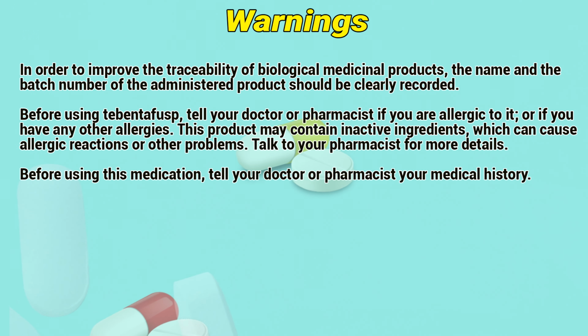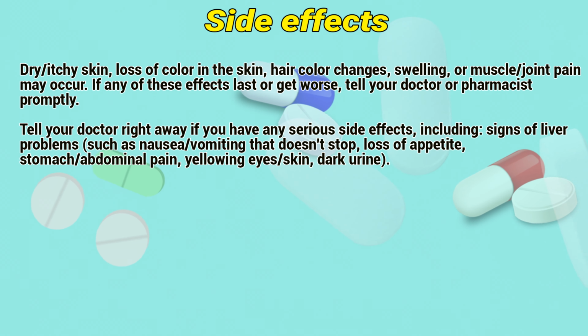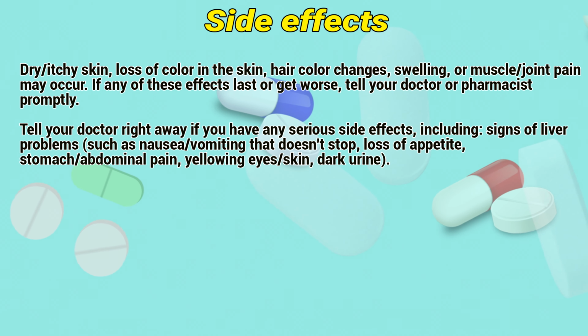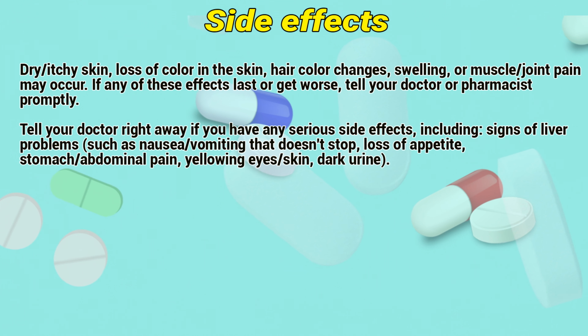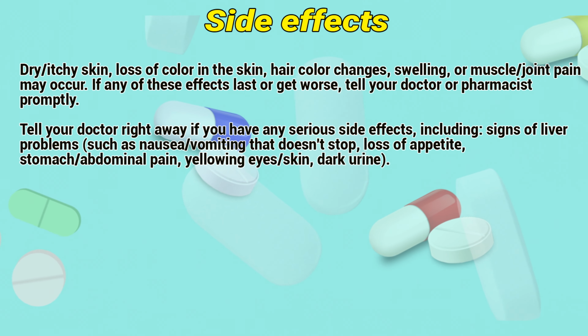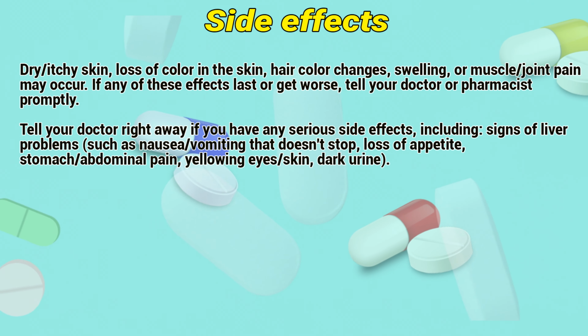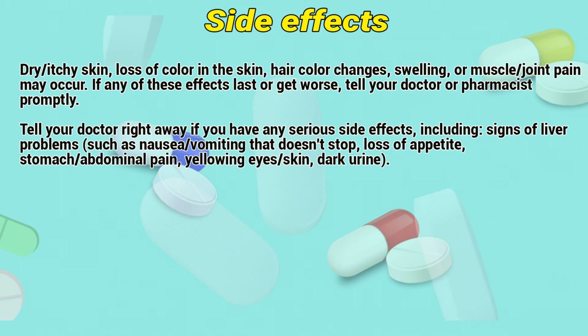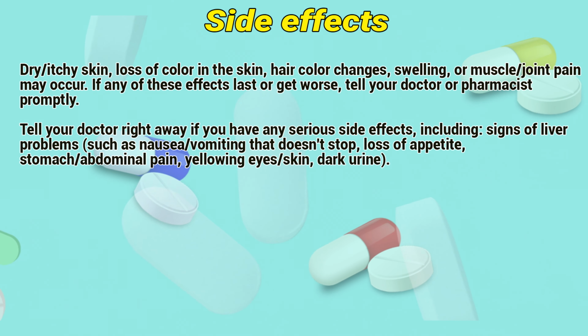Side effects. Dry, itchy skin, loss of color in the skin, hair color changes, swelling, or muscle and joint pain may occur. If any of these effects last or get worse, tell your doctor or pharmacist promptly. Tell your doctor right away if you have any serious side effects, including signs of liver problems such as nausea, vomiting that does not stop, loss of appetite, stomach or abdominal pain, yellowing eyes or skin, and dark urine.